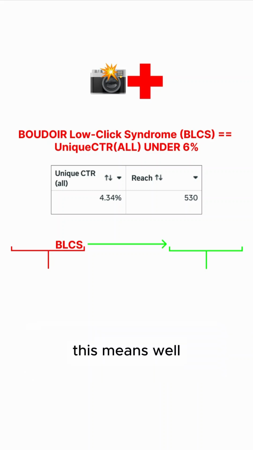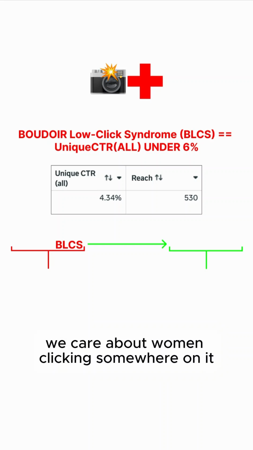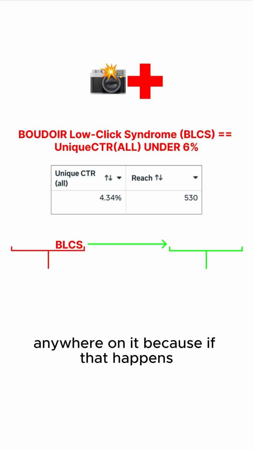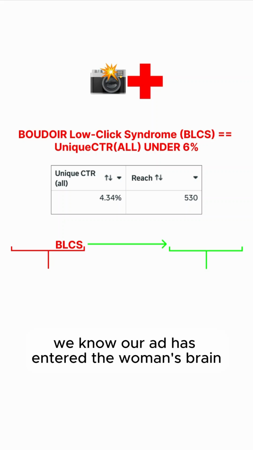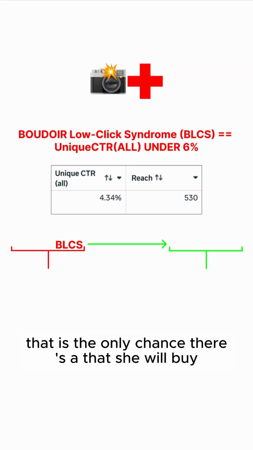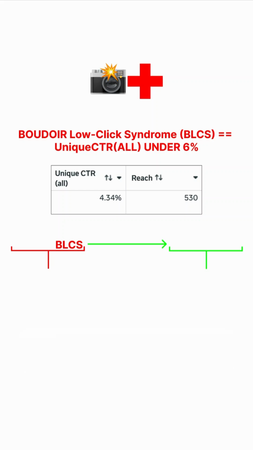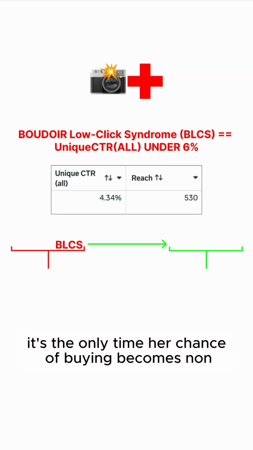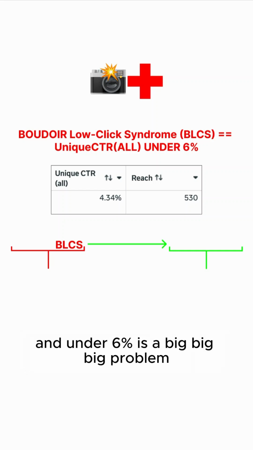We care about women clicking somewhere on it, anywhere on it, because if that happens, we know our ad has entered the woman's brain, and we care about that because if the ad enters the woman's brain, that is the only chance there's that she will buy. It's the only time her chance of buying becomes non-zero. And under 6% is a big, big, big problem.